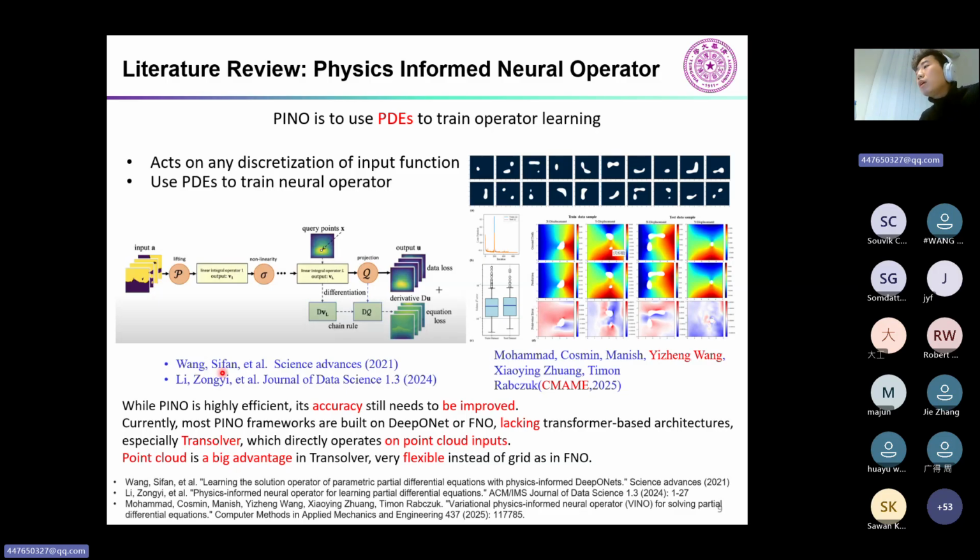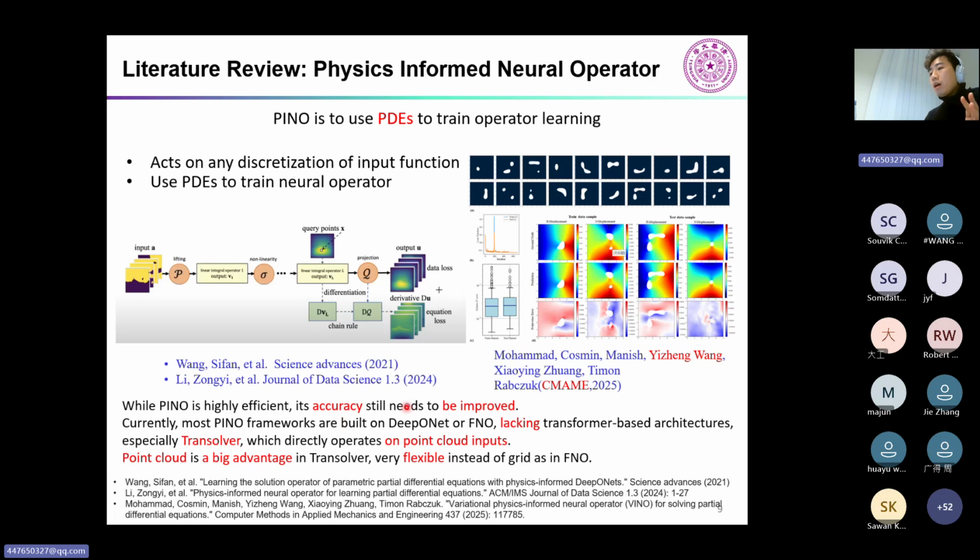PINO was proposed about 4 years ago. The first work, I think, was proposed by Wang Sifan. However, in his framework, he used DeepONet as a backbone. Some years later, the first author Li Zongyi proposed a PINO way, which used FNO as the framework. And recently, about last year, my friend Mohammed proposed a famous work called VINO. He used the energy form as the loss function instead of the strong form. He published it last year in SMaRT.